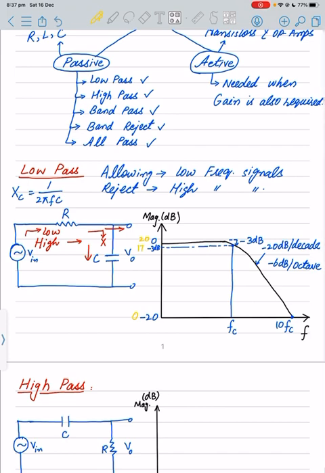तो अब ये जो टर्म्स हैं हमारे पास, that is the decade and the octave. So let's see about them. So decade is basically the change in the frequency by 10 times, and octave is actually 2 times change in the frequency.